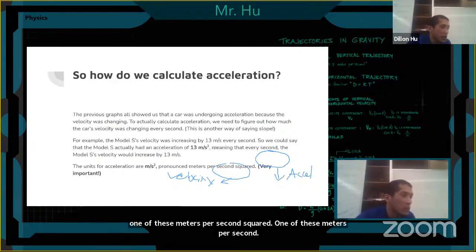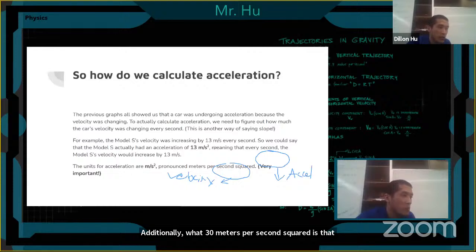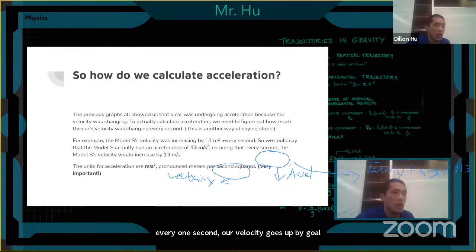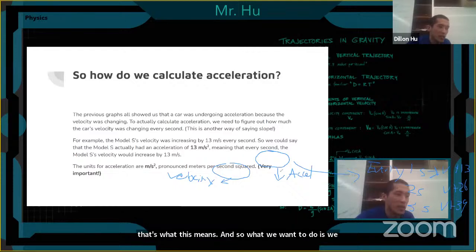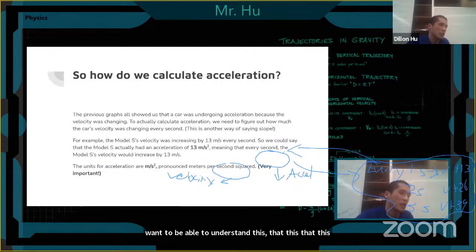Additionally, what 13 meters per second squared means is that every 1 second, our velocity goes up by positive 13. So after 2 seconds, it should have gone up by positive 26. After 3 seconds, it should have gone up by positive 39, right? And so that's what this means. We want to be able to understand that this means this, or that this means this. So being able to make that connection is going to be really important, right?